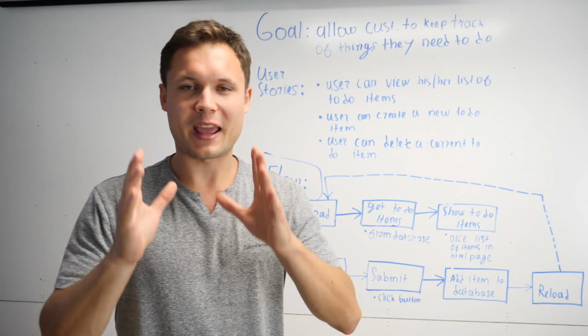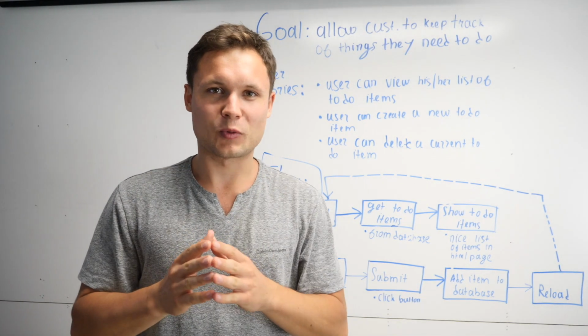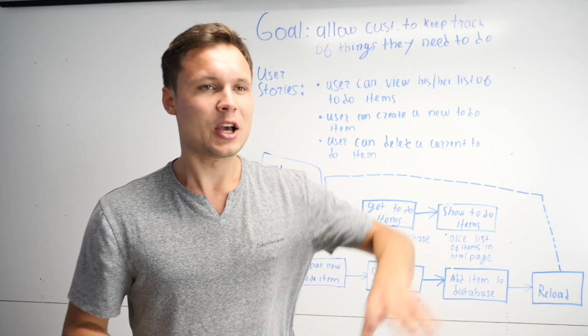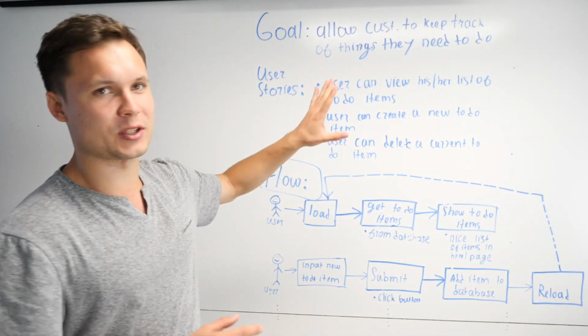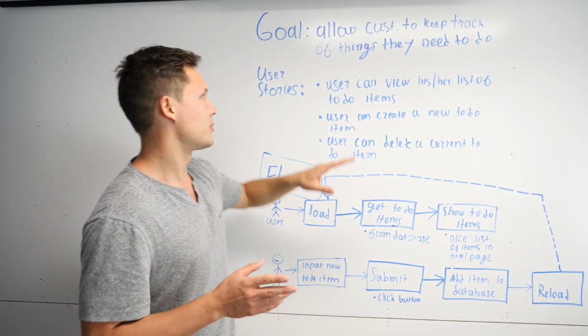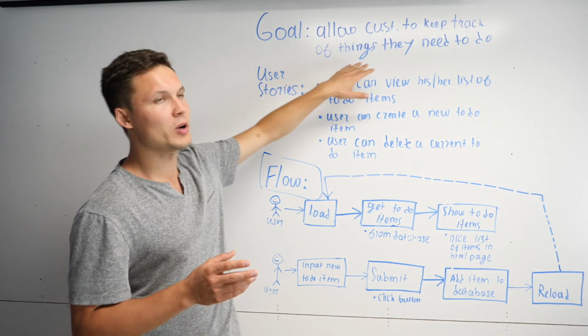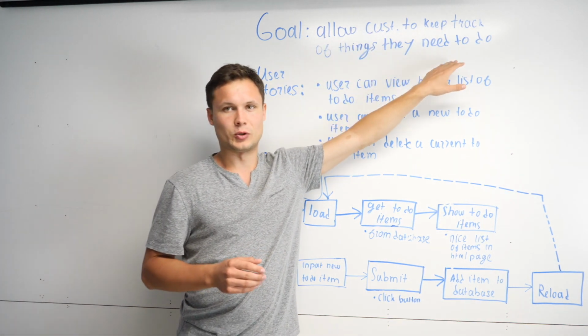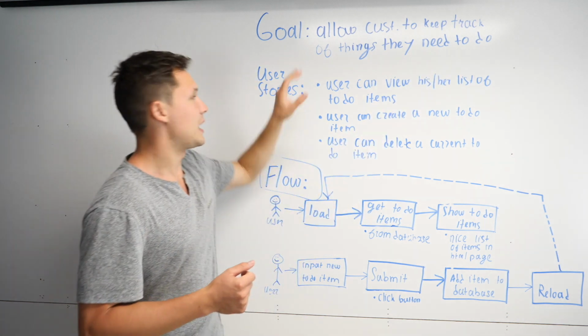Alright, so before starting any new project, I like to write out a very simple requirements document like this. So let's take a look at, first things first, the goal. What are we trying to achieve with this app, right? So we want to allow users or customers to keep track of things they need to do on a daily basis. So that's the goal.